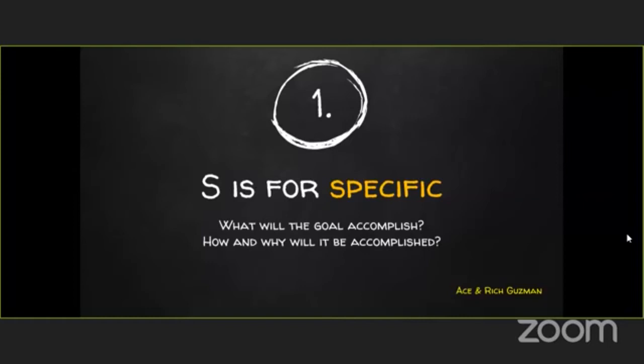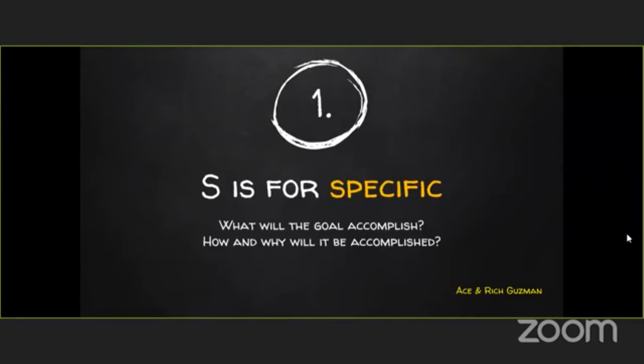What will the goal accomplish? How and why will this goal be accomplished? You got to think specific, okay? Think specific about your goals. You know, if we're not specific, then we're not clear. If you're thinking, oh, I want to make $100,000, you got to be specific. You can't just say, I want to make $100,000 and just throw it up in the air. You got to be specific, okay?